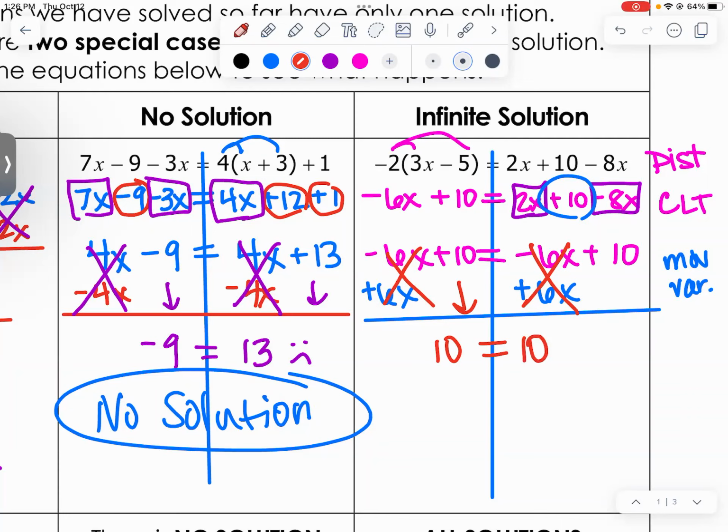Kale, how many times does 10 equal 10? Every time. 10 equals 10 all the time. This will always be true, always. This is infinite solutions.